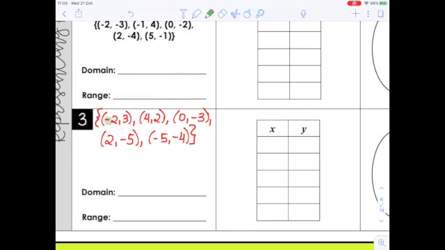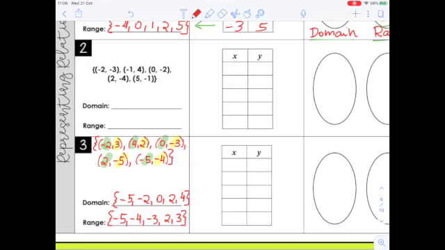Now let's go ahead and find the domain and range. The domain is all the x values, so I'm going to highlight the x values over here. The smallest x value that we have is -5, followed by -2, 0, 2, and 4. The range is going to be 3, 2, -3, -5, -4. So the smallest y value is going to be -5, -4, -3, 2, and 3.